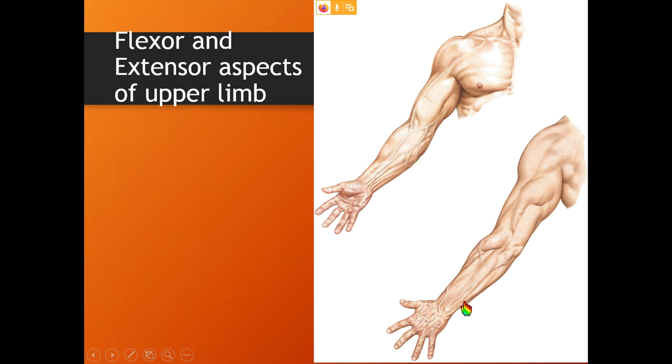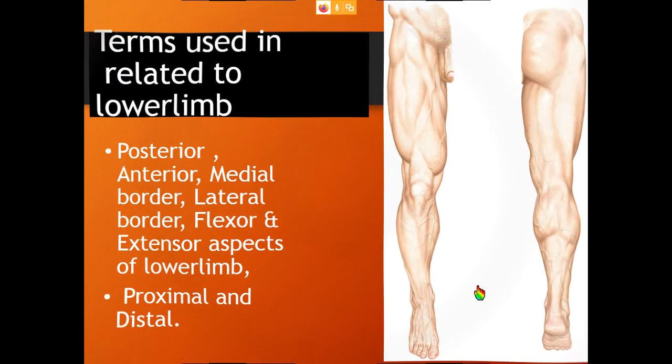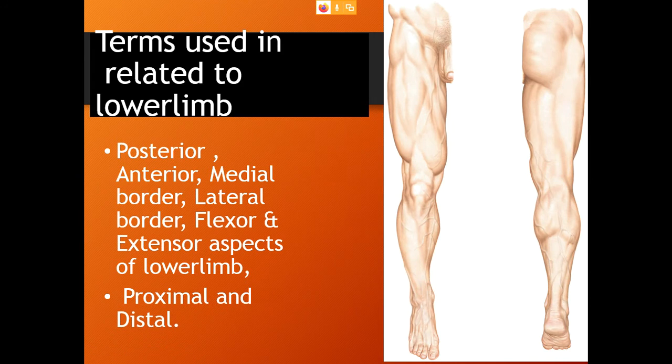Posterior compartment muscles are responsible for extension of the upper limb. That's why this posterior compartment is called the extensor compartment. Then, terms used in relation to the lower limb. So in the lower limb, we can identify.